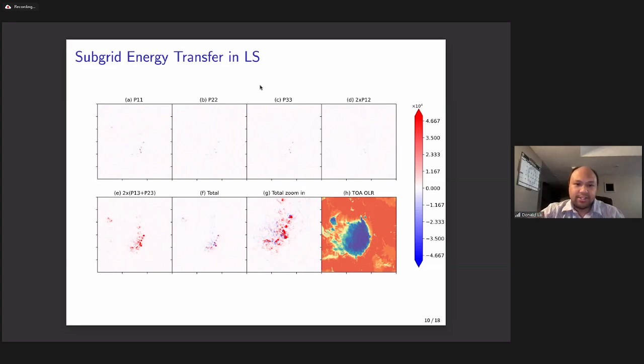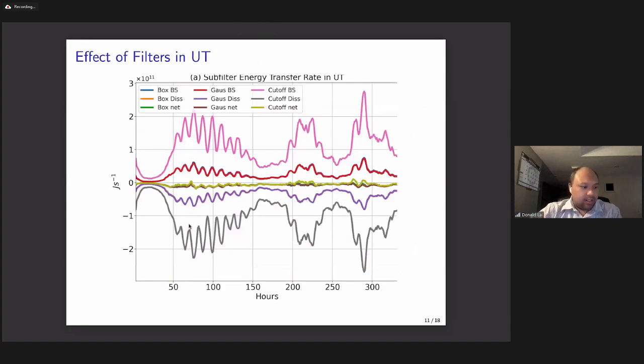obvious here. As we could see, P11, P22, P33, and P12 seem like there's nothing there because there isn't much happening. Most things are happening in the shear components. The shear components, which are fully red here, also suggest that the backscatter is really strong in the lower stratosphere in this region, and most of it comes from the shear components.